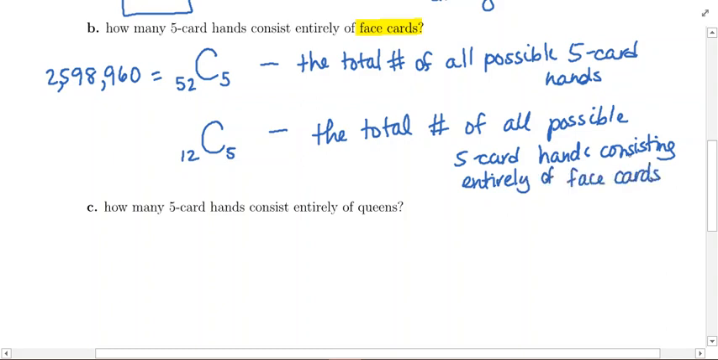So we'll go pop that in the calculator. And again, we've put a severe restriction on our 5-card hands. Since this number represents the total number of all possible 5-card hands, we expect the number we're about to compute to be much smaller. So let's go get it.